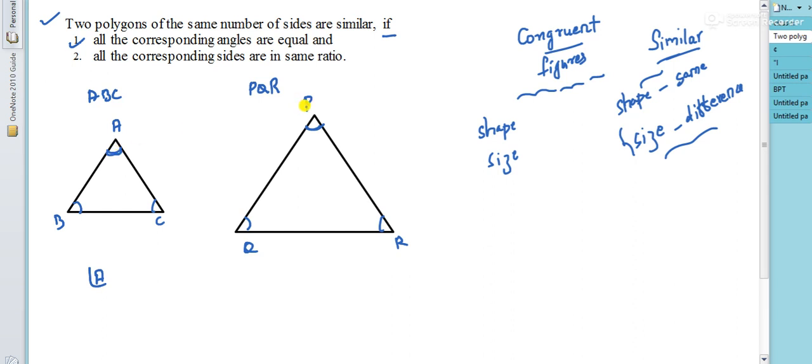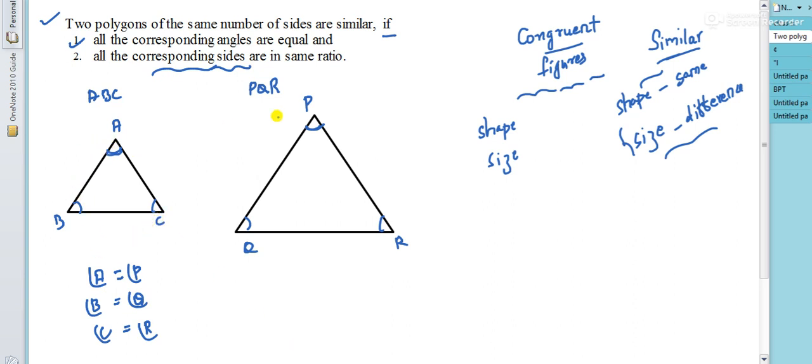Vertex A and P are at the top, at the left bottom it is B and Q, and at the right bottom C and R. So the first criterion is that the corresponding angles should be equal. And the second criterion is that all the corresponding sides are in the same ratio. They must be in the same ratio.